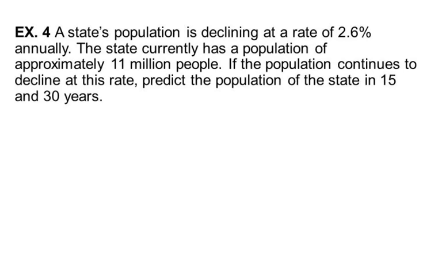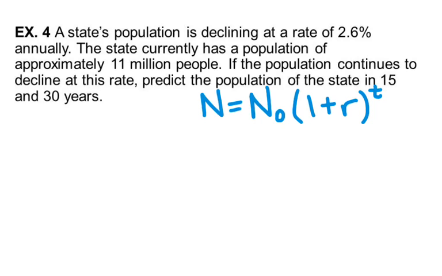So example 4 says that a state's population is declining at a rate of 2.6% annually. The state currently has a population of approximately 11 million people. If the population continues to decline at this rate, predict the population of the state in 15 years and then in 30 years. So this is the formula we're going to use. N equals n sub 0 times 1 plus r raised to the t power.